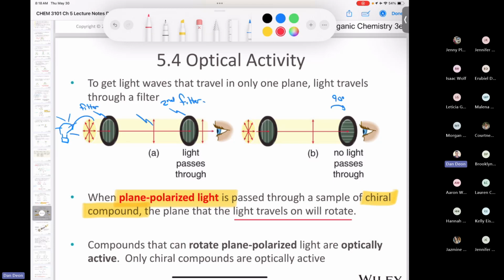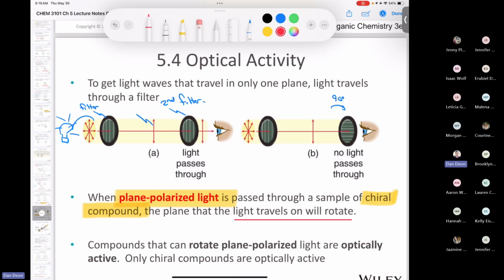Okay, I take my plane polarized light and I shine it through a solution of an organic compound that is chiral. What it's going to do is cause the plane polarized light to rotate. So compounds that can rotate plane polarized light are called optically active. And the good news for us as chemists is that only chiral compounds are optically active.